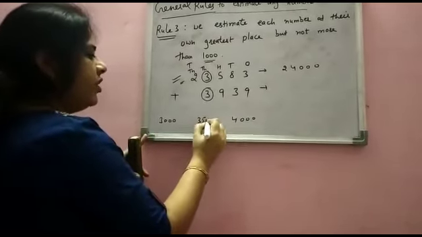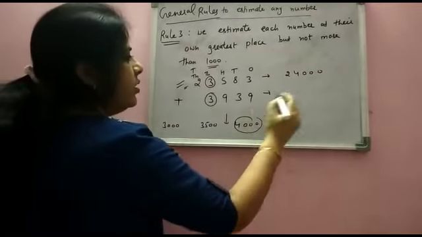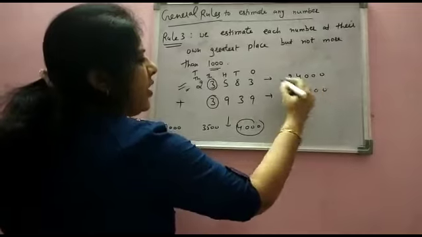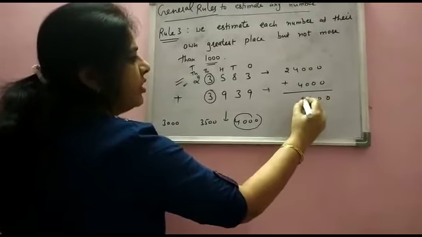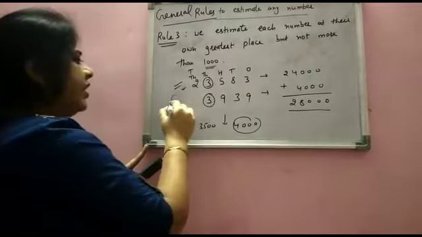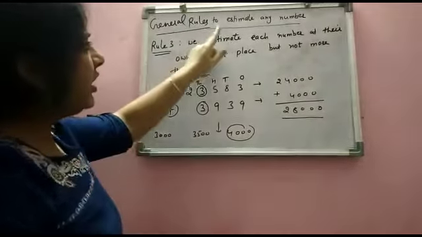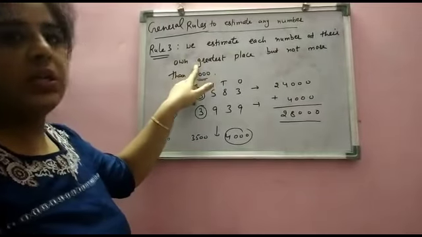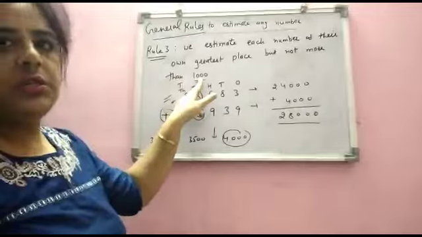Halfway is 3500. It is more than 3500. It means it will go with the 4000. Now estimate and then add. Then the answer would be this. So whether we are adding, subtracting or multiplying, we estimate each number at its own greatest place, but the maximum we can take is 1000.